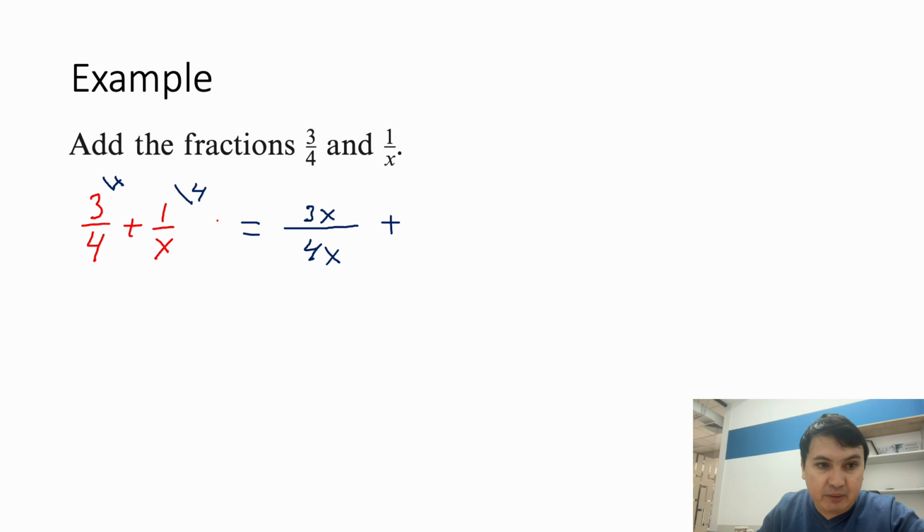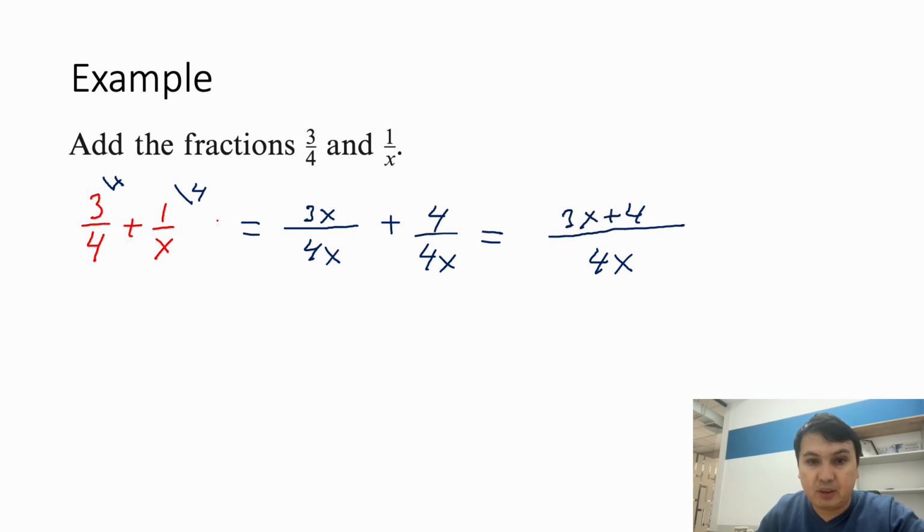How about the second one? I multiply both numerator and denominator by 4. So I get 1 times 4 is 4, and 4 times x is 4x. Now we see the same denominator, 4x. So I can put my denominator as this common one, and then I can add the numerators. I get 3x plus 4. That's the appropriate way of adding two algebraic fractions.